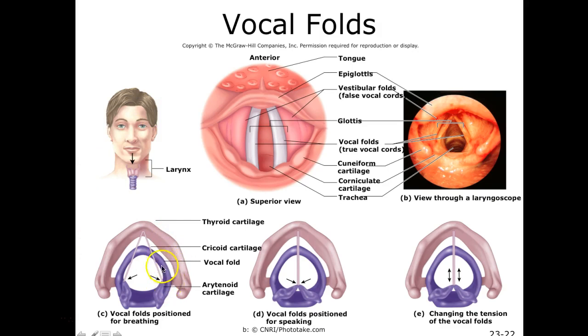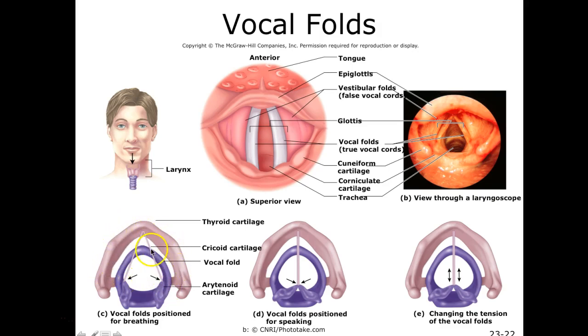So this back in here is going to be your cricoid cartilage, this purple ring going around, and these string-like structures are representing your vocal folds. So just so you're aware, this is not your vocal fold here, and this is your thyroid cartilage.